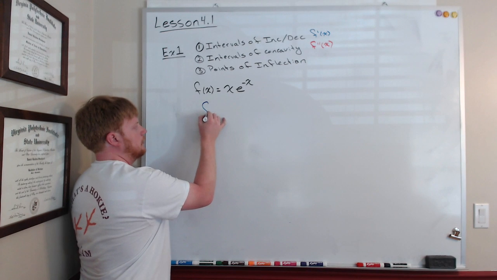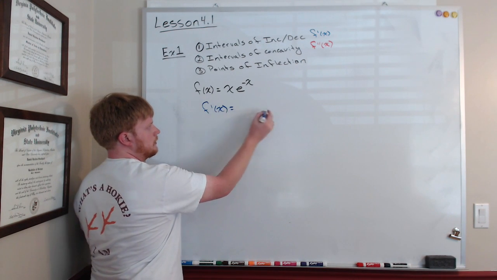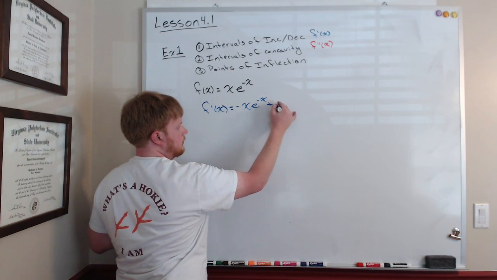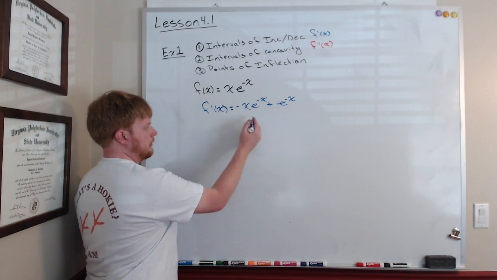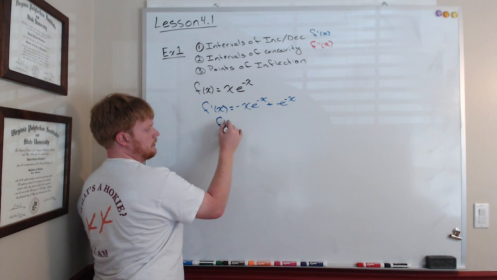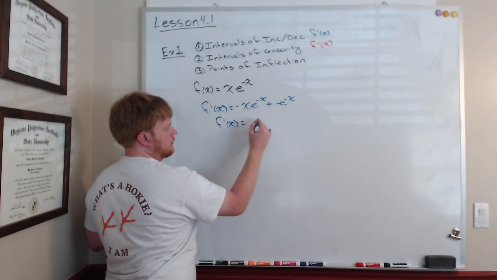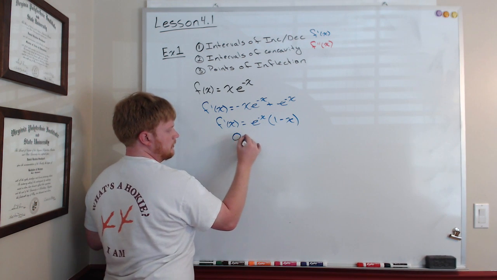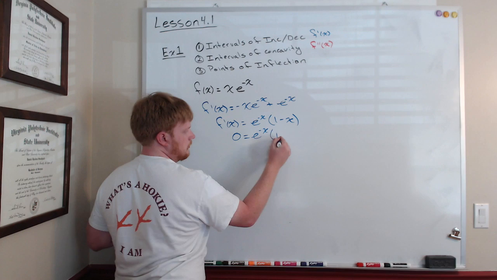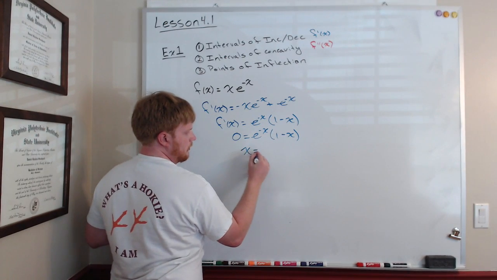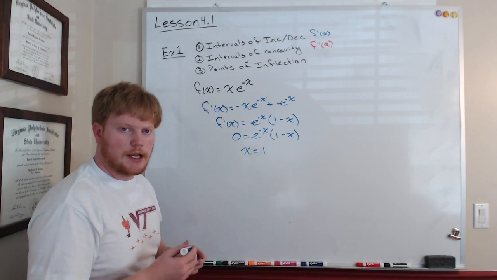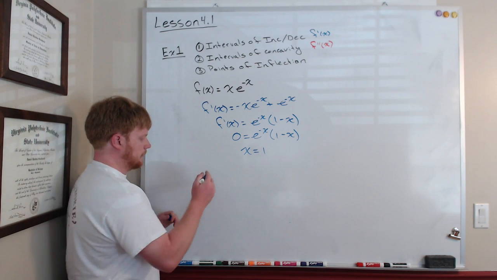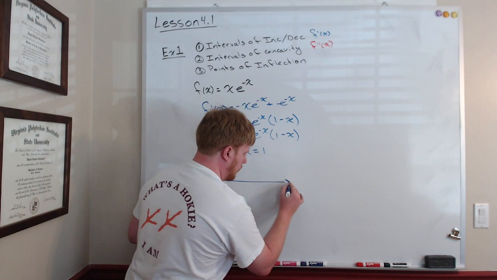So let's find the first derivative. It's the first times the derivative of the second plus the second times the derivative of the first. Okay? Now that factors out nicely to e to the negative x times 1 minus x. And that's going to be 0 only when x is equal to 1, because e to the negative x is never 0. It gets close, but it's never equal to 0. Okay. So only one critical point.